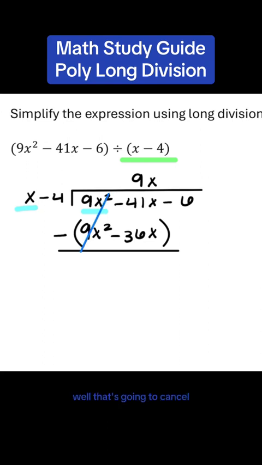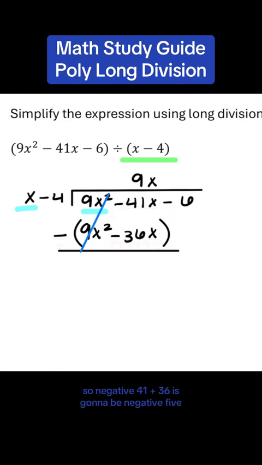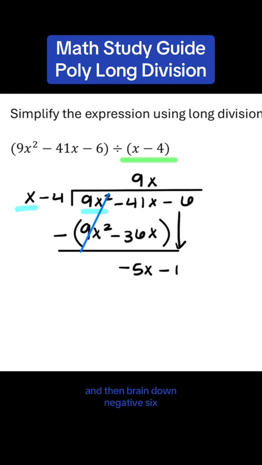Well, that's going to cancel. But then you have negative 41x minus a negative 36x. So truthfully, you're adding 36x, right? So negative 41 plus 36 is going to be negative 5. I'm going to write down negative 5 and make sure the x follows, and then bring down negative 6. And then we're going to go again.